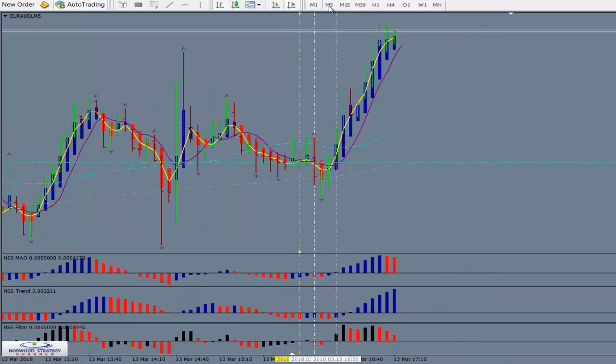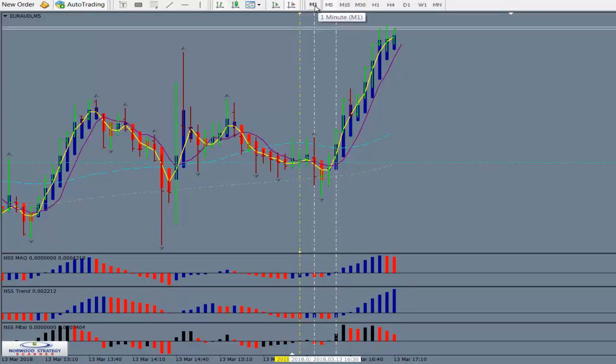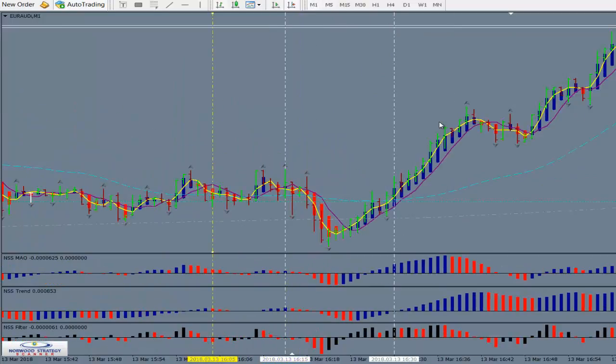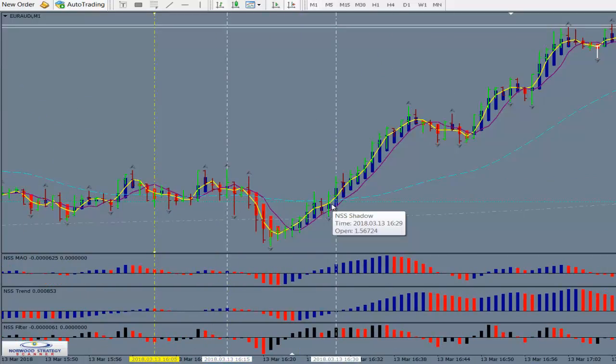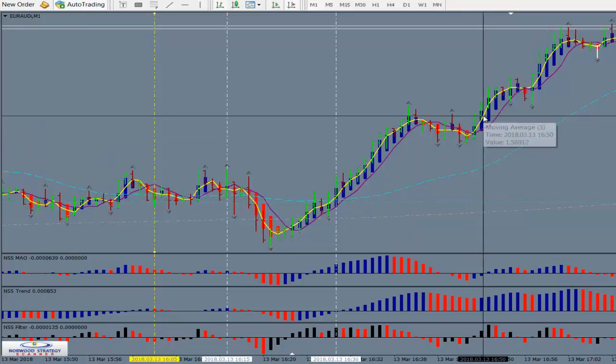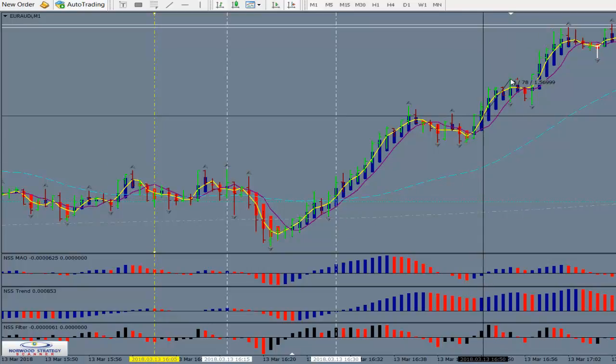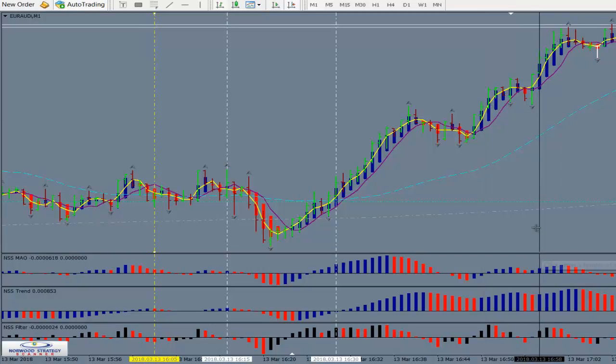Then we go to a 4-bar. There was not a saddle there, but there was a fresh cross right there. But let's see if there are any saddles on the 1-minute. Right here there were not any saddles. Here's where some saddles came in, and there's a good 10-15 pips in that move.